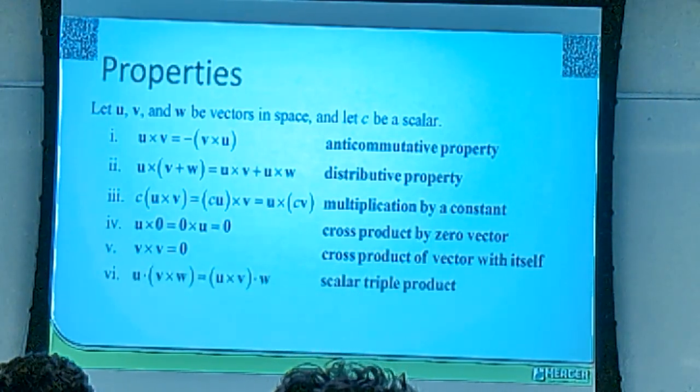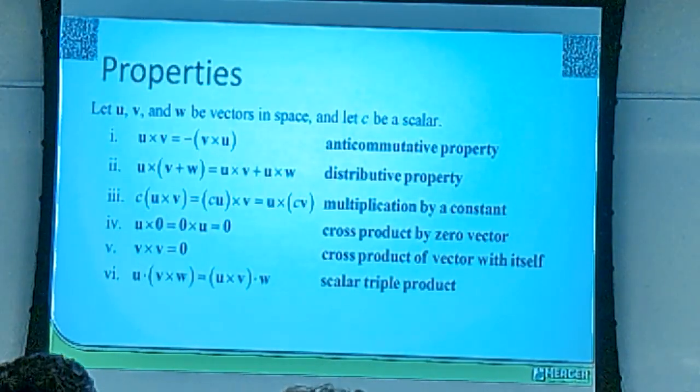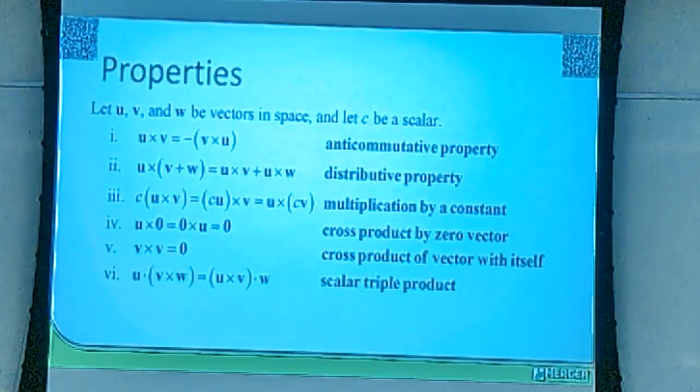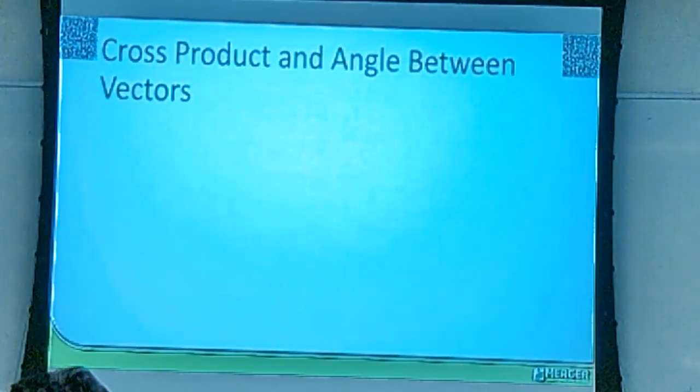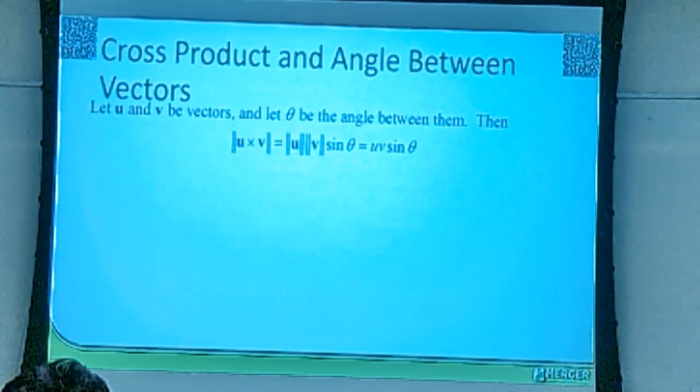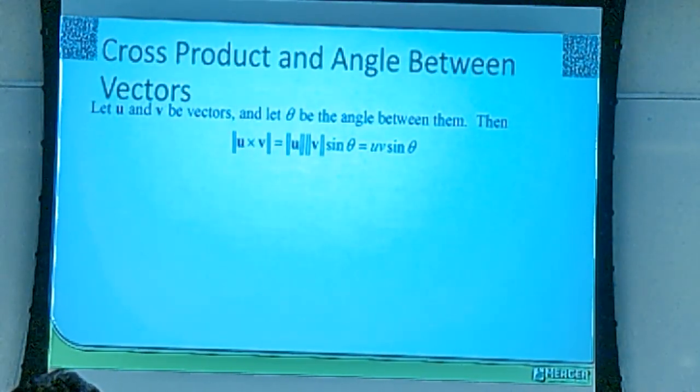This is not really a property, it's more of a definition, but that is called the scalar triple product. The property itself would be u dot (v cross w) equals (u cross v) dot w. But we can relate the cross product to the angle between the vectors as well. The magnitude of the cross product is the product of the magnitudes times the sine of the angle between them.